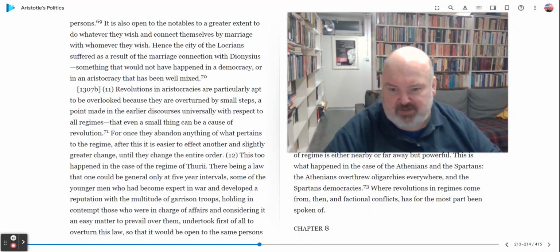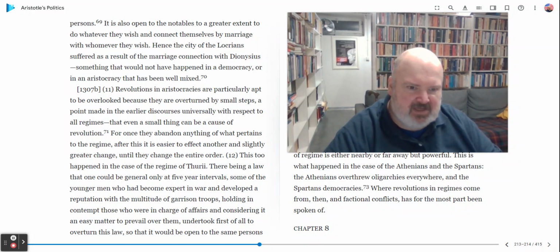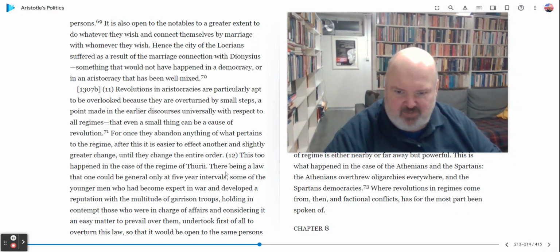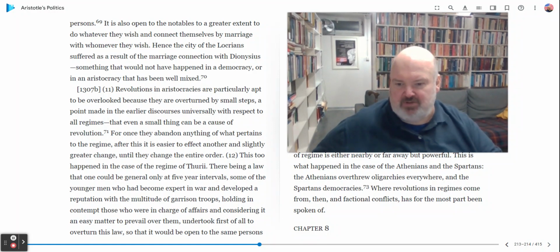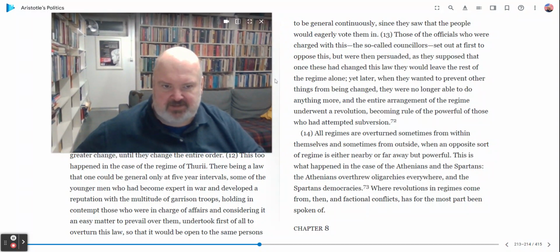This too happened in the case of the regime at Thurii. Now, the Thurii one is a very interesting case because he gives two accounts of the same problem, and they go different ways. This is the abandoning of the regime over small things. There being a law that only one could be a general only at 5-year intervals. Some of the younger men who had become expert in war and developed a reputation with the multitude of garrison troops, holding in contempt those who were in charge of the affairs, considering it an easy matter to prevail over them, undertook first of all to overturn this law so that it would be open to the same person to be general continuously, since they saw that the people would eagerly vote them in.